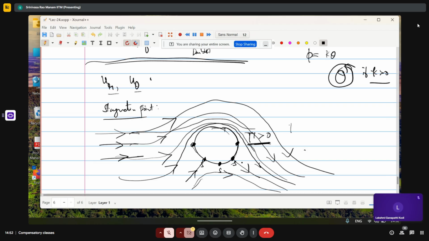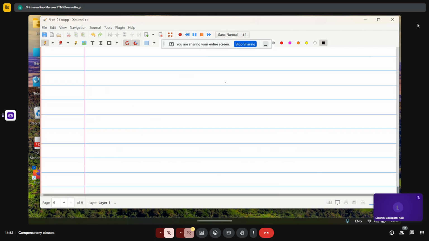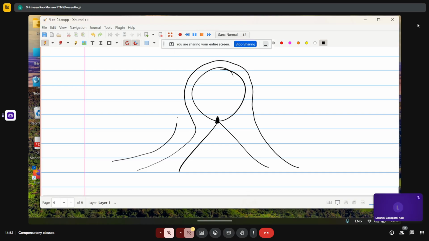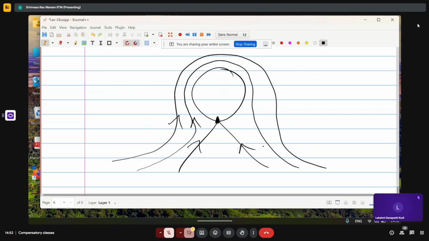You increase your gamma, the circulation strength of that rotation. Then what will happen? These two stagnation points at some point will become one here. In that case, the figure will look like this. This is the stagnation point. So it goes like this. The flow looks like this, in this direction. These are your stagnation points, with streamlines passing through the stagnation point. Inside, anyway, you don't care, right? So this is how it looks.